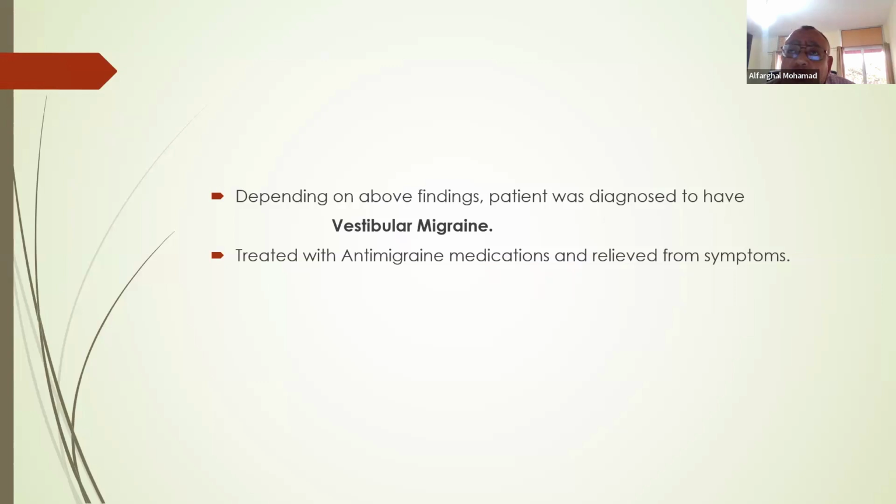Whenever you have a strong history suggestive of BPPV, like the history in this case, and when you do the Dix-Hallpike test, you have a negative test, still you shouldn't rush to exclude the presence of benign paroxysmal positional vertigo.